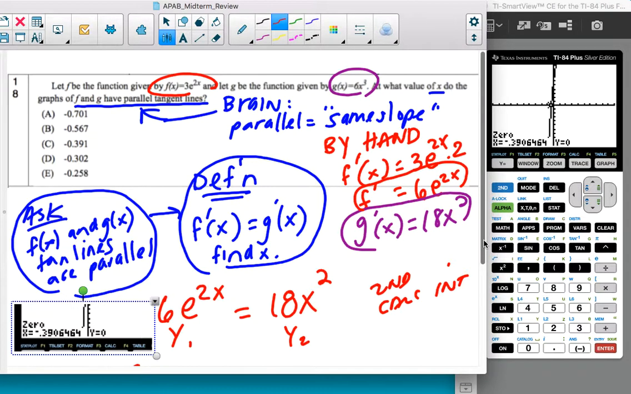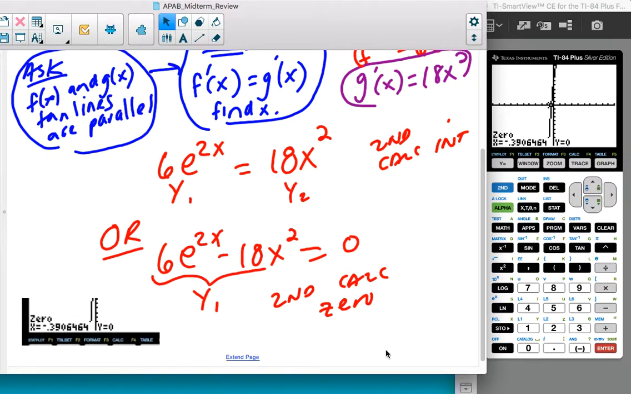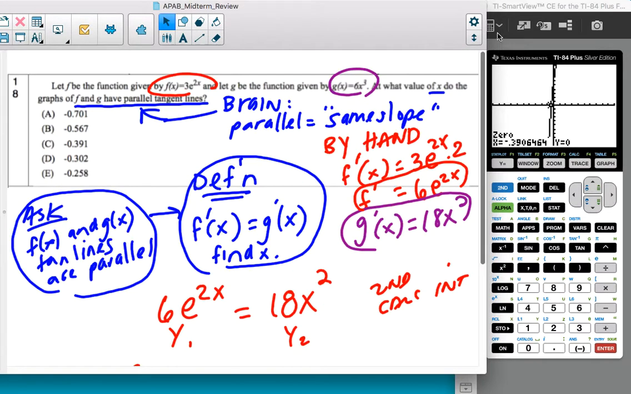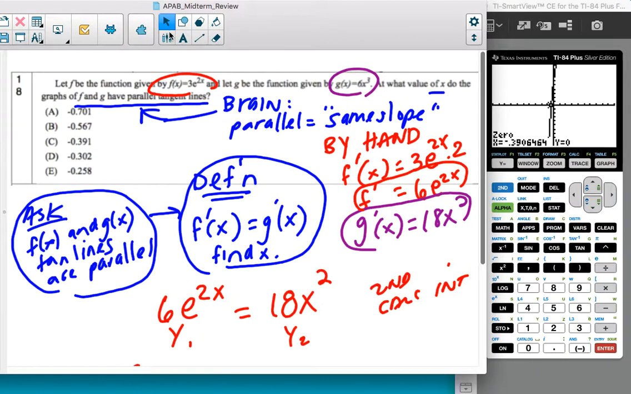And I definitely picked the second option, just so we'll put that down here. And so I get a negative 0.3901, which is why my answer is, oh, hey, didn't mean to do that, which is why my answer is C. And there we have it.